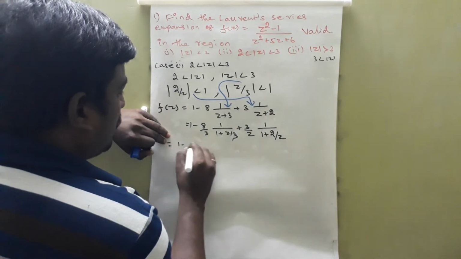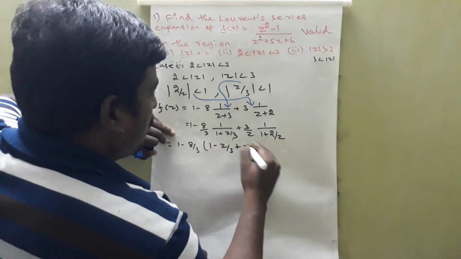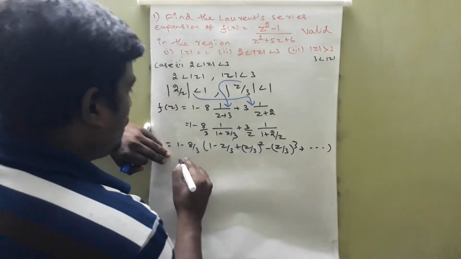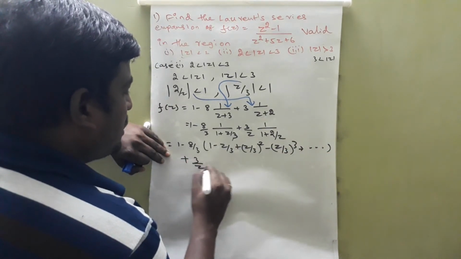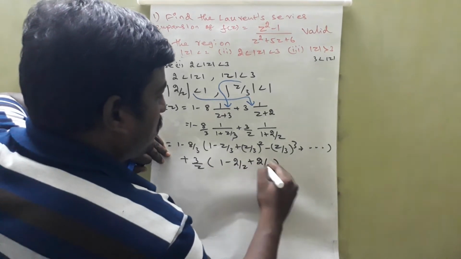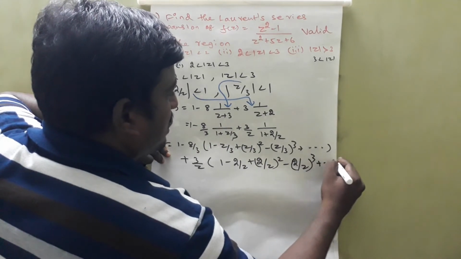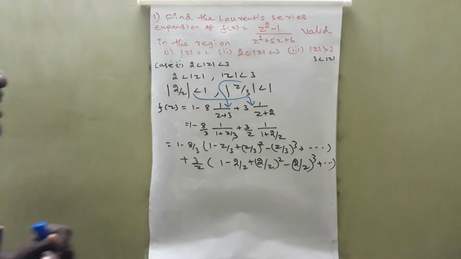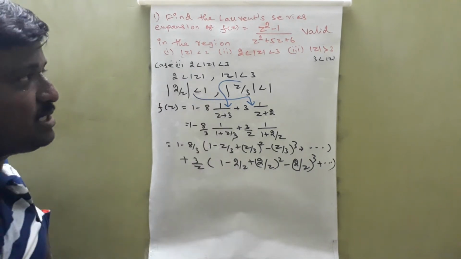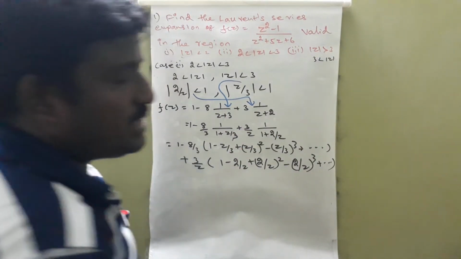What do you get? 1 minus 8 by 3 into 1 minus z by 3 plus z by 3 whole square minus z by 3 whole cube plus etc. The second one, 1 plus 3 by z into 1 minus 2 by z plus 2 by z whole square minus 2 by z whole cube plus etc. Clear? So the three cases are over. Case 1, modulus of z less than 2. Case 2, 2 less than modulus of z less than 3. Case 3, modulus of z greater than 3.